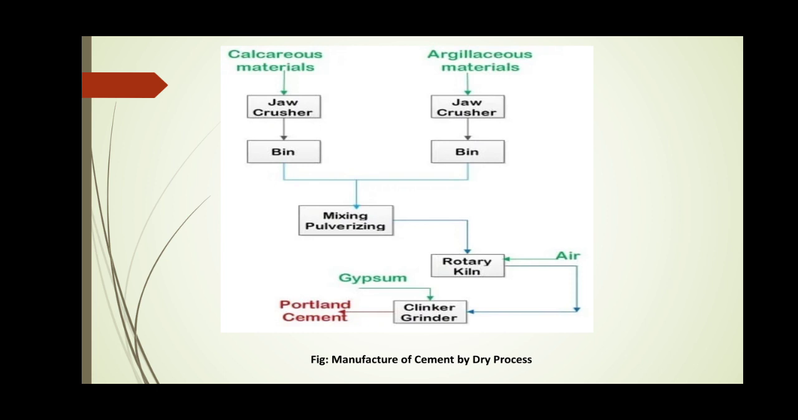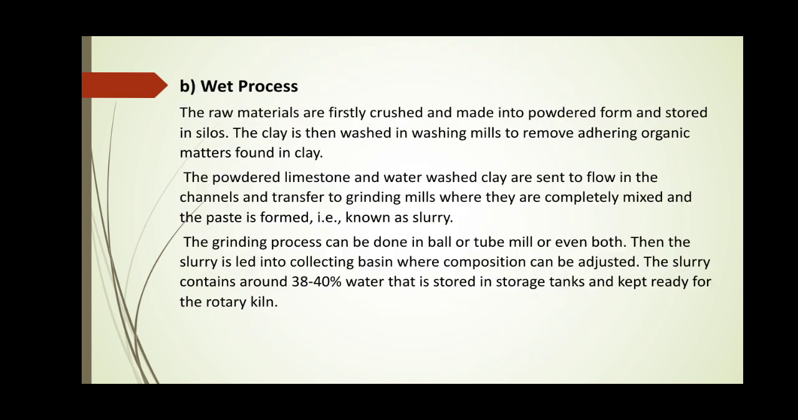This shows the flow diagram for manufacturing of cement by the dry process, in which calcareous material and argillaceous material is first fed into the jaw crusher. From the jaw crusher, by using a bin, it is provided into the mixing pulverizing unit, and from there it is fed into the rotary kiln, and by introducing air it is then forwarded to the clinker grinder, and at that stage the gypsum is added to form Portland cement.